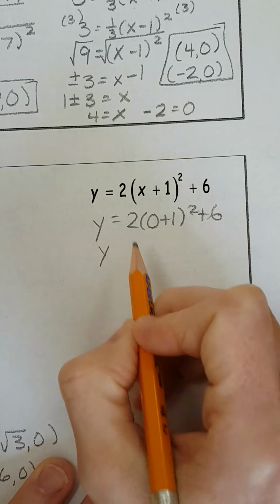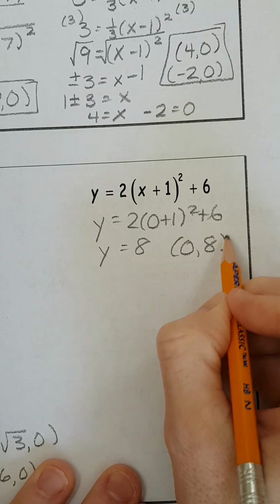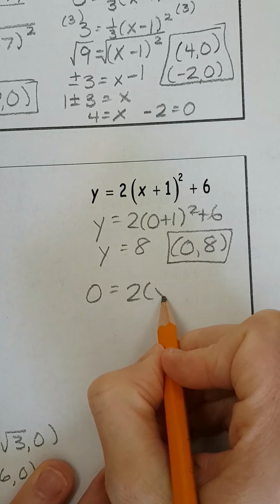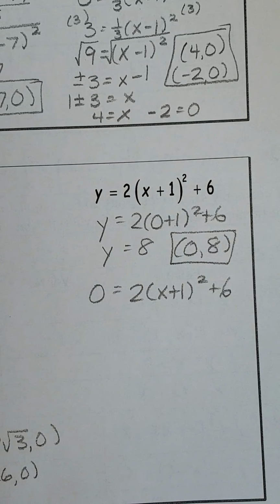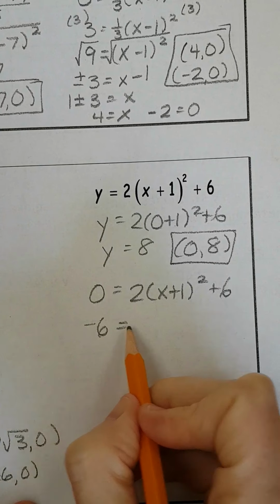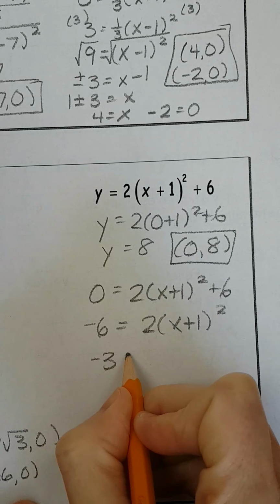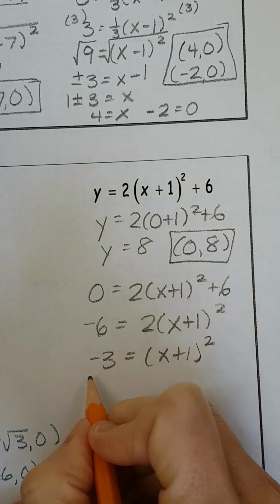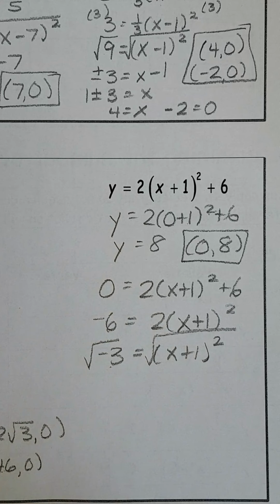1 squared is 1 times 2 is 2 plus 6 is 8. Going to isolate x plus 1 squared, subtract negative 6. That's a bad x. Taking the square root of both sides. Now once you type that into your calculator, it should tell you there's an error, because we cannot take the square root of a negative number.